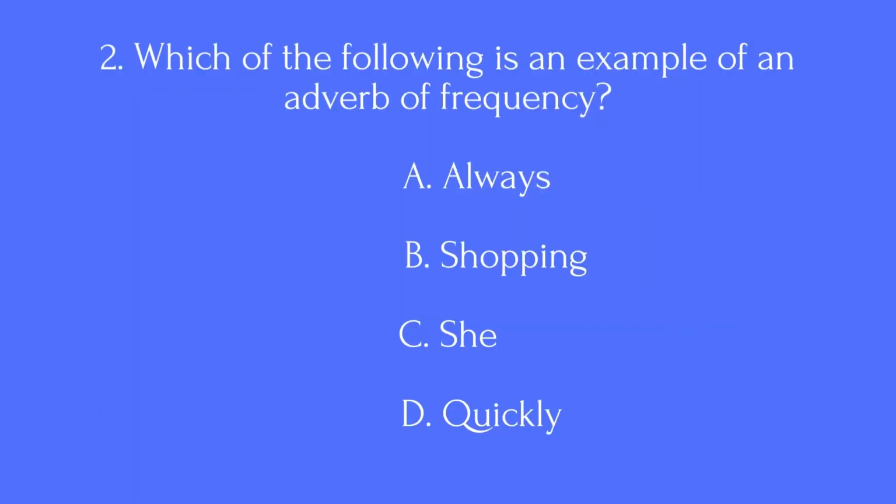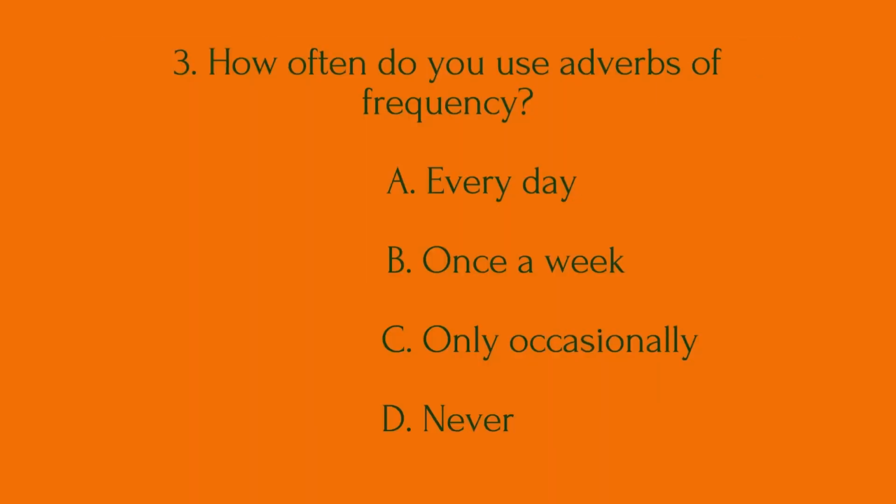Number 2. Which of the following is an example of an adverb of frequency? A, always. B, shopping. C, she. D, quickly. Number 3. How often do you use adverbs of frequency when you speak English? A, every day. B, once a week. C, only occasionally. D, never.